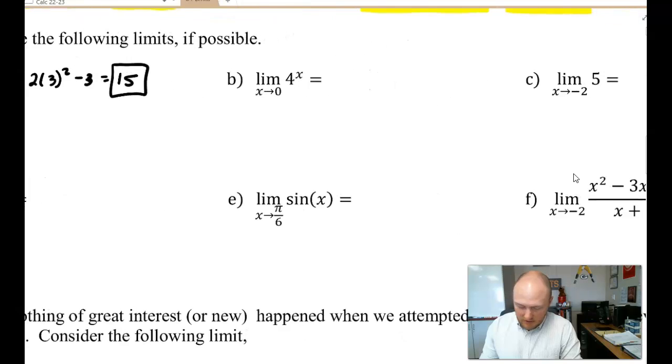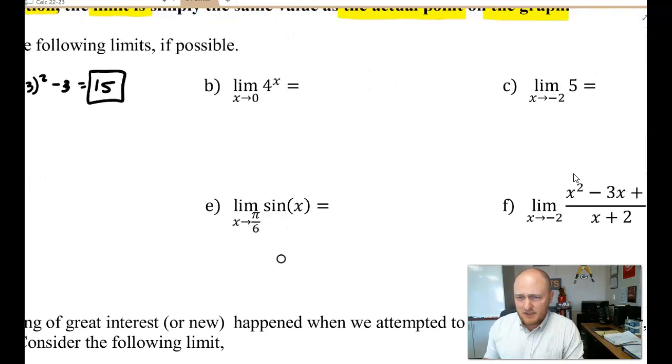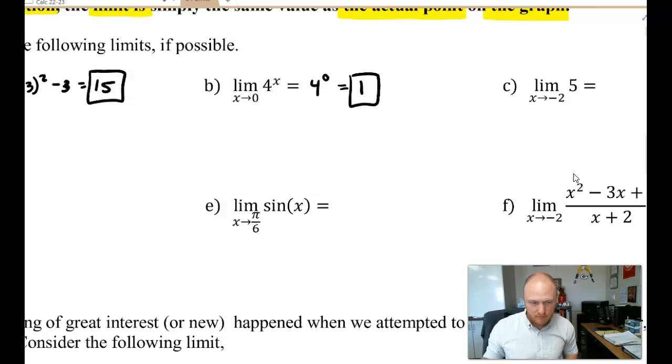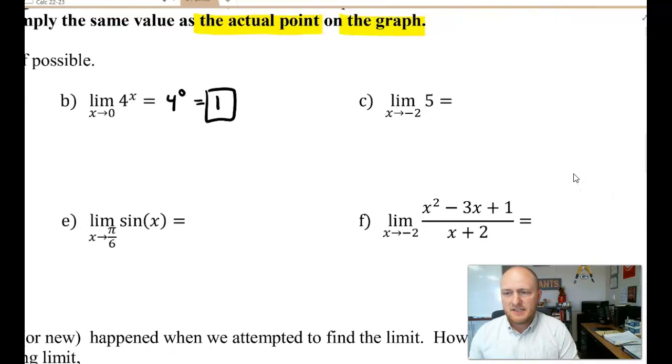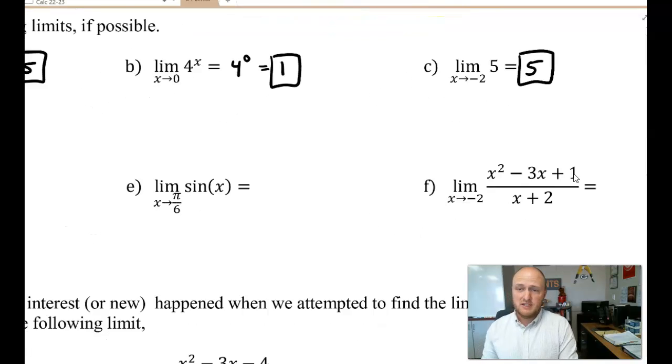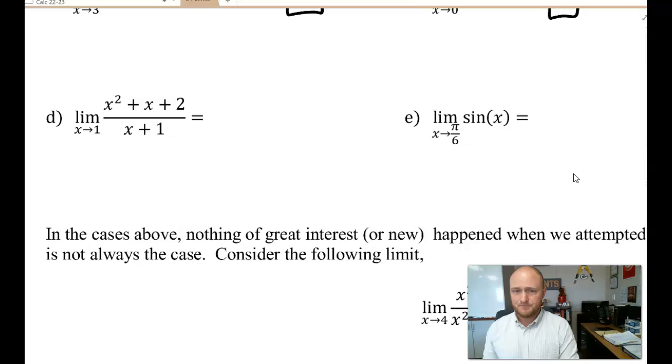That's it. Just plug it in, see what happens. B, the limit of 4 to the power of x as x approaches 0. Well, that's 4 to the power of 0, which is 1. The limit's 1. That is it. Not too complicated. C, the limit of 5 as x approaches negative 2. Well, 5 is just a constant function. It's always 5. So 5 is the answer. Pretty easy, right? We're just blowing through these.